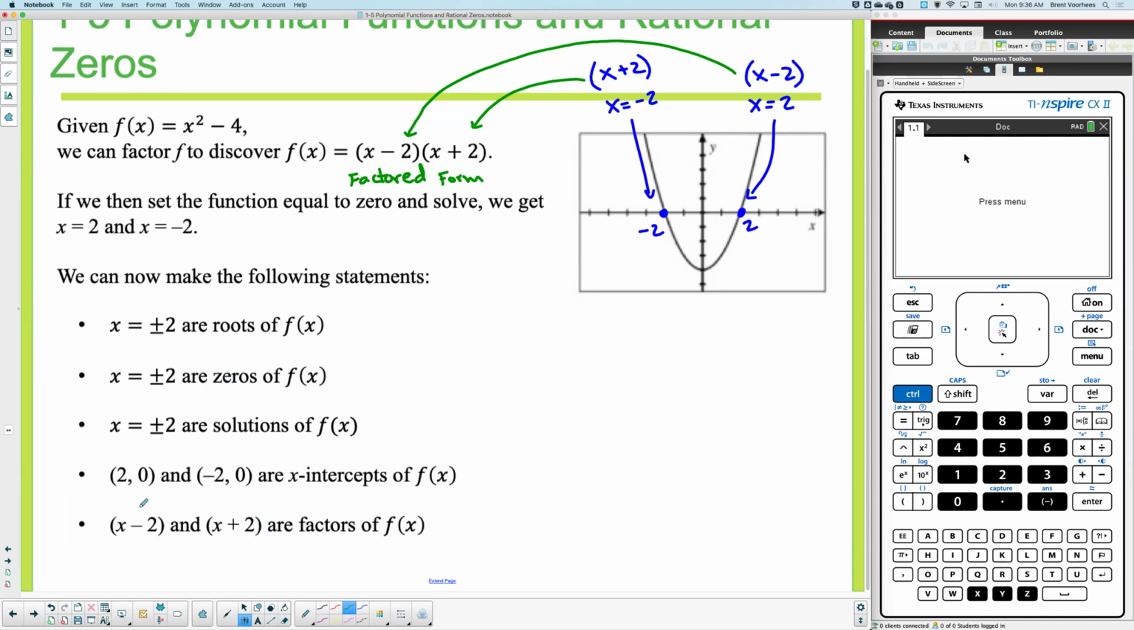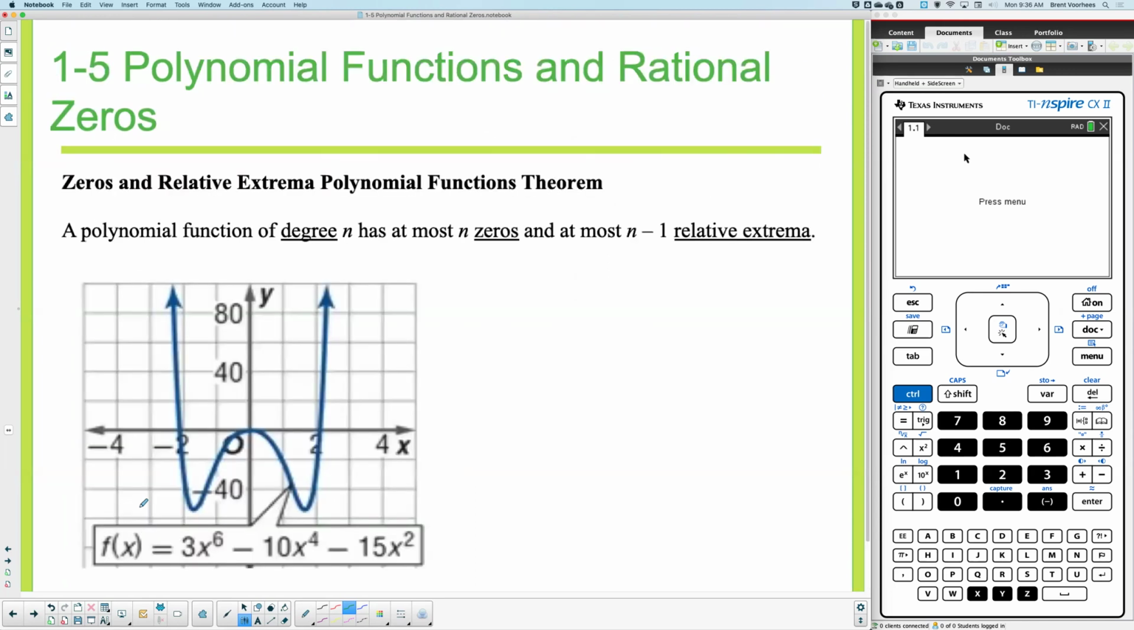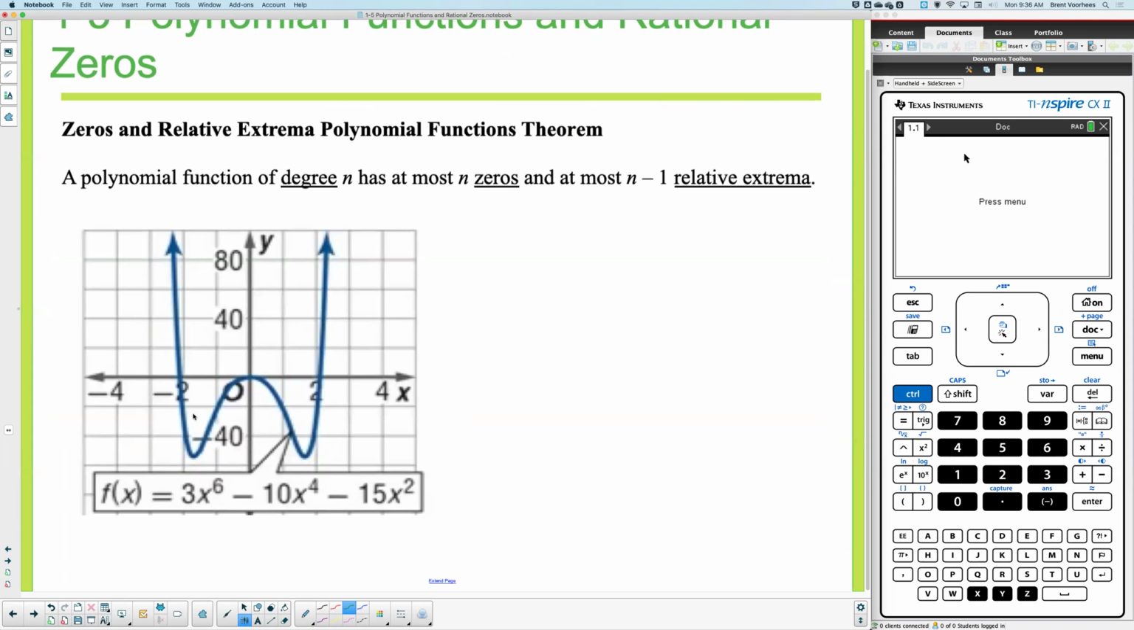I'm going to be walking you through the process of how we do it without a calculator for most of the lesson. So let's begin here. This function, when you look at this graph and the equation below it, what is the degree? That means highest power again. What's the degree? 6. If you have a power of 6, that means you can have at most 6 zeros. And if you have at most 6 zeros, you have at most 6 factors.